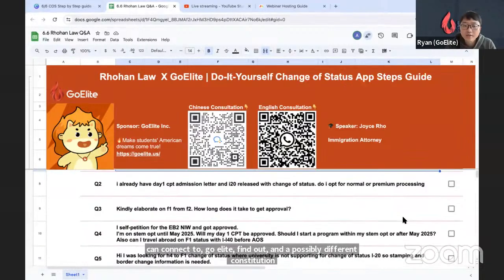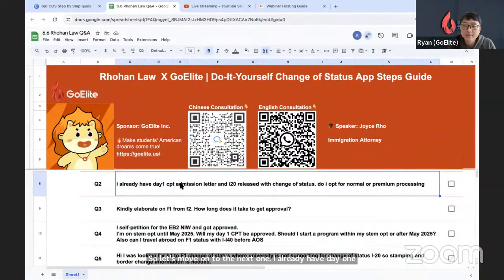So let's move on to the next one. I already have a Day One CBT admissions letter and an I-20 released for change of status. Do I opt for normal or premium processing? I think this would be more up to your selection. But Joyce, maybe you can chime in on what the preferences are under certain situations.